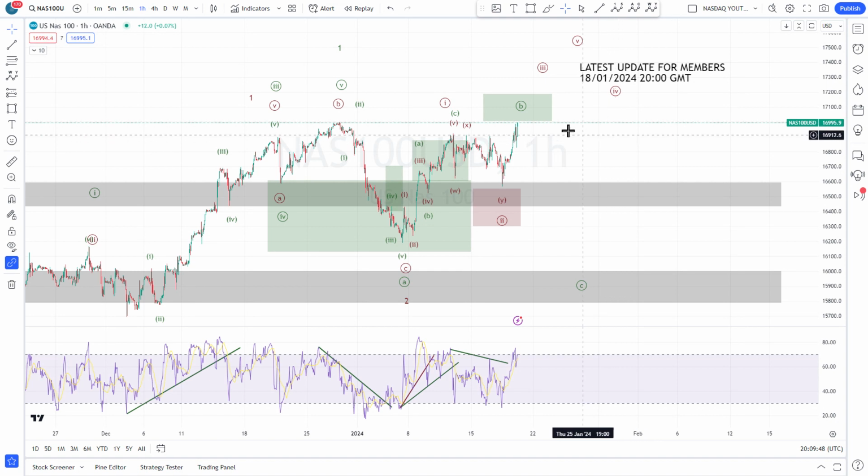If we do not take out the high right here, then the structure down here as an A, B, C could play out. If we would take out the high and we stay in this area here as wave B, then we could still have the expanded flat possibility, although the structure right here is not really in favor of this expanded flat structure, because what we want to see here is a wave A in 3, 1, 2, 3, and this looks more impulsive to me.